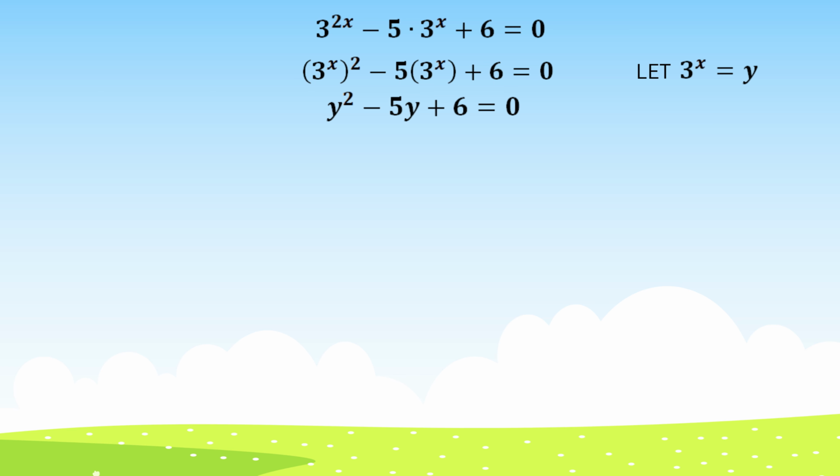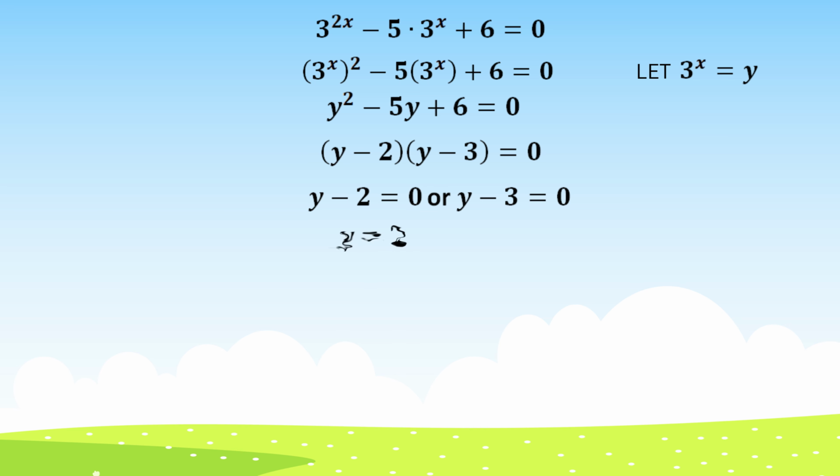To solve this quadratic equation, we can use the quadratic formula, or the factoring method. If we factorize, we end up with y minus 2 into y minus 3. To solve for y, we equate each factor to 0. So we put y minus 2 equals 0, and y minus 3 equals 0. Therefore, y equals 2, or y equals 3.